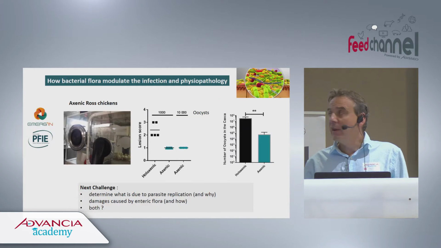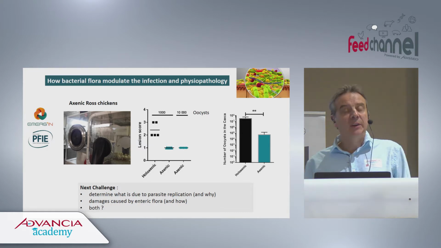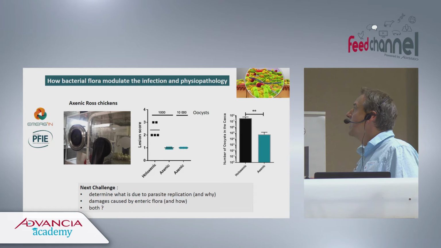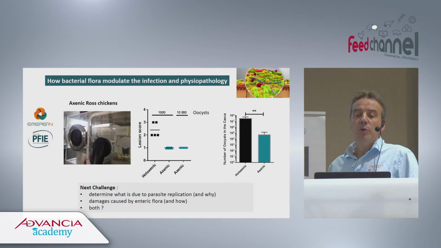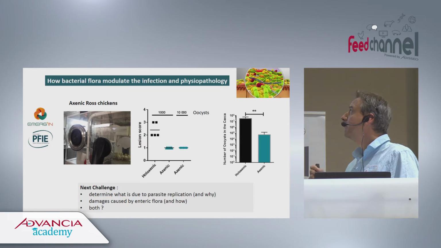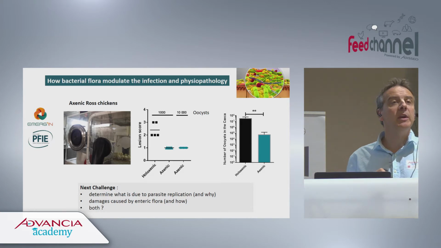To see the importance of microflora, we use axenic chickens. We're actually producing roast chickens, so broilers, without any flora, and then we infect them with Eimeria tenella and look at the lesions. It was very interesting to see that compared to normal animals, the axenic ones have almost no lesion. And even if you increase the number of oocysts in the inoculum 10 times, you see there's no lesion on the cecal coccidia. So that was very exciting for us, and we said maybe the bacterial flora is making it all.